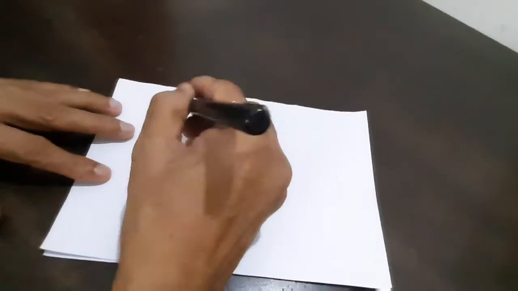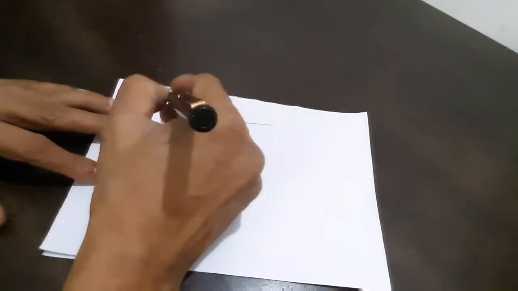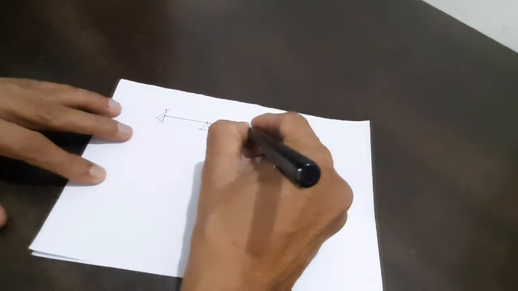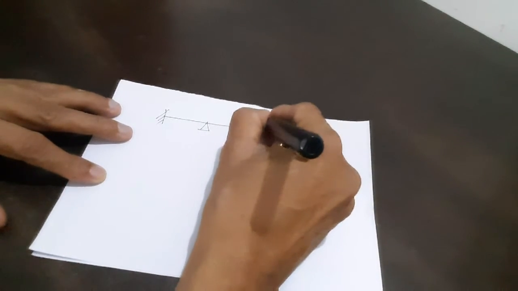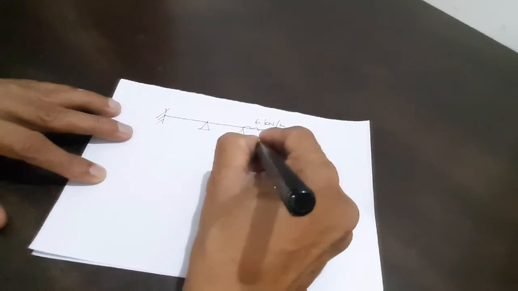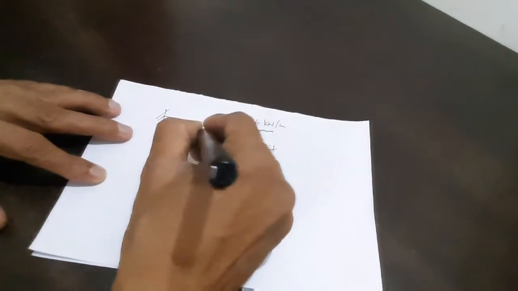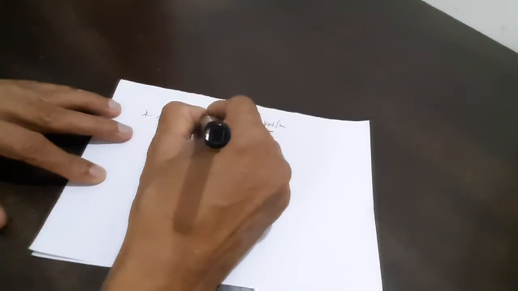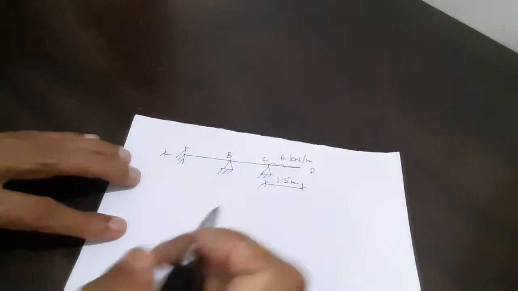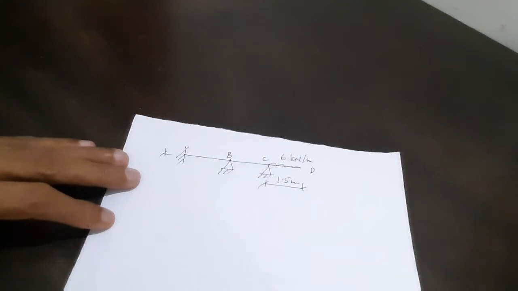Let's take another example of equivalent structure. Let us consider that this structure is an overhanging or continuous beam with overhang of, let us say, 6 kilonewton per meter, and it is there for 1.5 meters. This is A, this is B, this is C, and this is D. I need to convert this into an equivalent structure. I need to convert the portion CD into an equivalent structure.